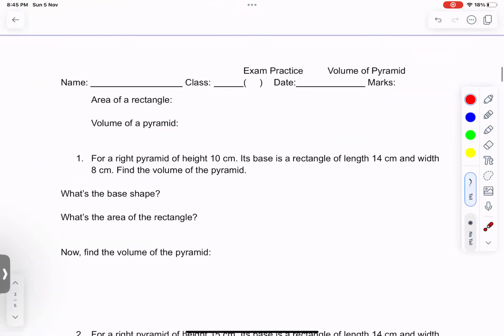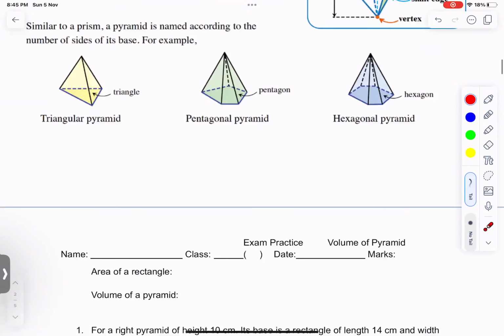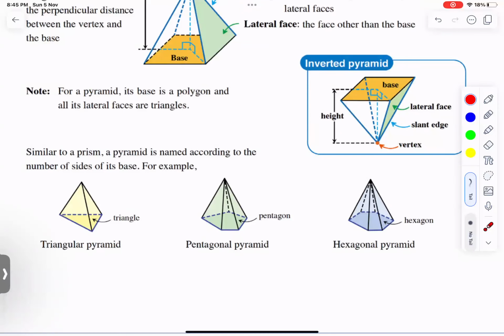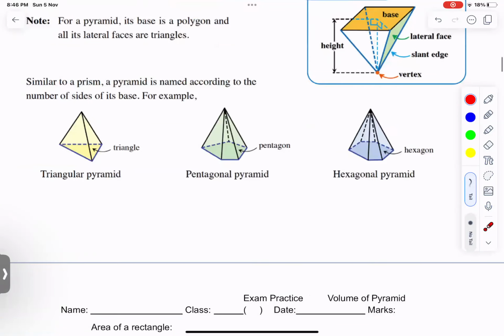So let's get back to the actual thing we need to do for today, which is finding the volume of a pyramid. Now, how do we find the volume of a pyramid? For that, you need to know the base. You find the area of the base and then times with the height. And because it's a pointy thing, we also times with 1/3.